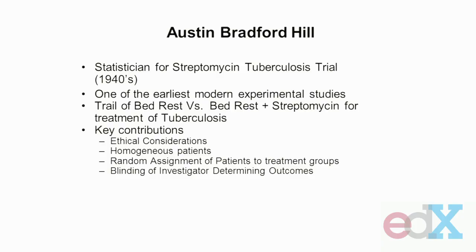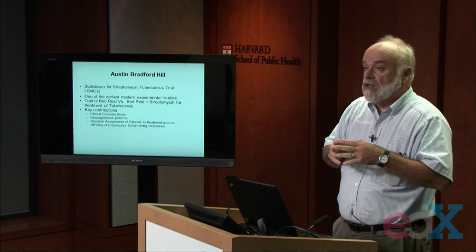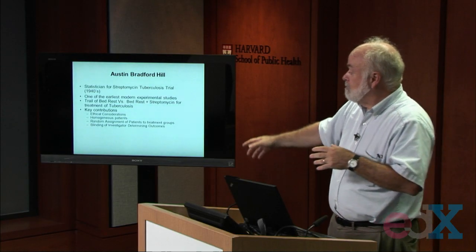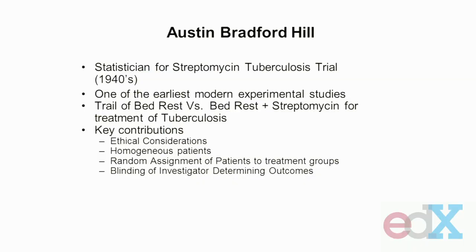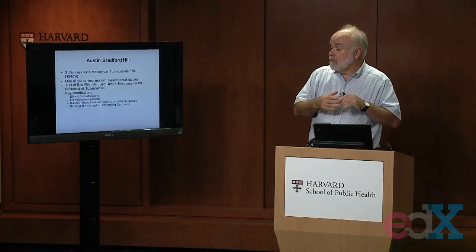Another feature of this study was that Hill enrolled homogeneous people who were very similar in their severity of disease, so that any difference in outcome between one group and another might be attributed to the difference in the treatment assignments, not to the types of people who were receiving that particular treatment. As I mentioned, he used a randomization device to decide which group would receive streptomycin and which wouldn't, so that each person had roughly the same chance of falling into the two groups. And we'll talk about the importance of randomization later on in this course.